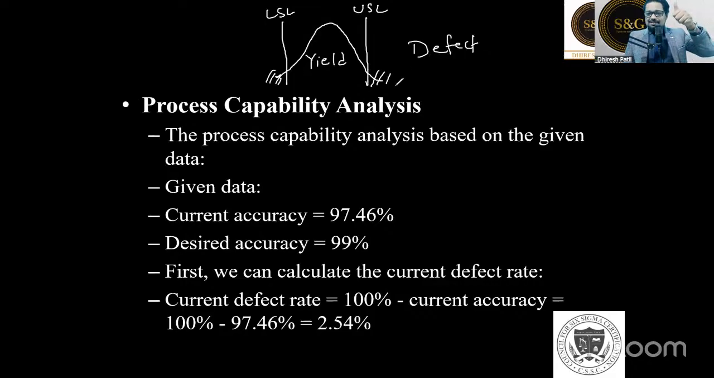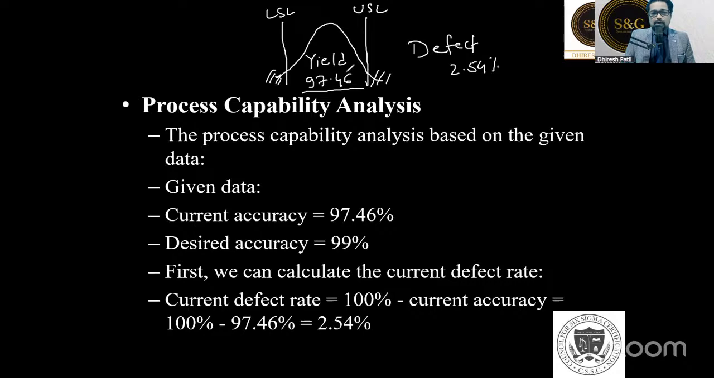Everybody understand this? Just give me a yes in the chat box. Yield is the accuracy, the accurate product. Whatever is outside the specification is a defect. Everybody understood this? Correct? So in this case, the yield is 97.46, and the defect rate is 2.54%. 97 is the yield. That means within the specification, accurate, the customer has accepted it. And 2.54 is not accurate, which is outside of the specification.